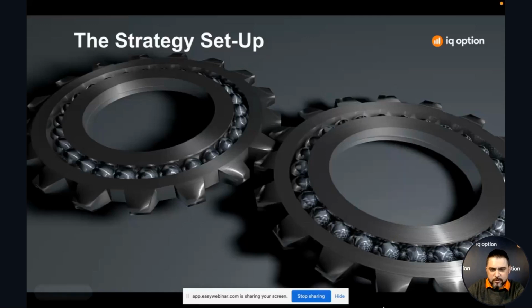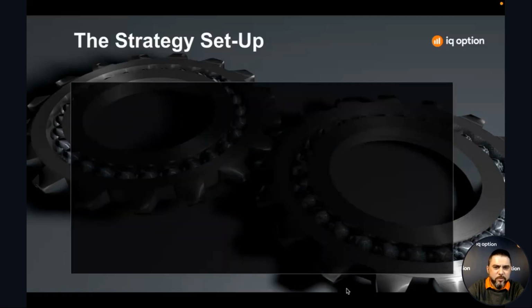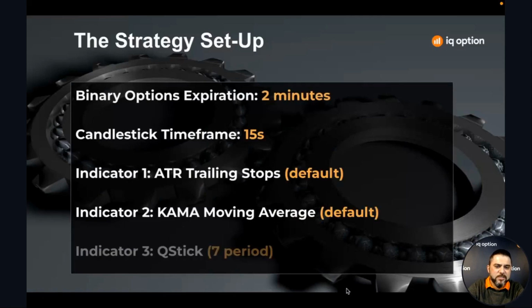Okay, the setup. This is for anyone who joined the webinar late and missed this part, or anyone who missed making a screenshot. This is the setup we have for this trio of indicators. Anybody didn't get this before, go ahead and make your screenshot of it right now. So first one is the ATR on default, comma moving average on default, and the third one is the QStick on 7 periods. It's changing this one from 10 to 7. Make the screenshot, guys. Okay, everybody got it? I hope.